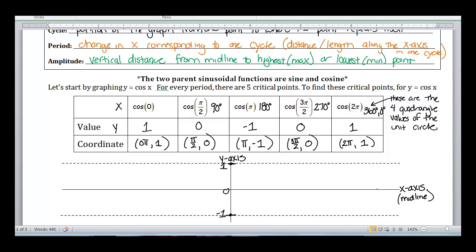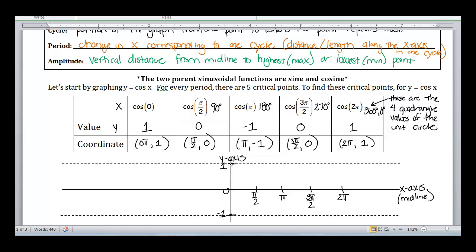Then I want to plot my 5 critical points. These are again the 4 quadrantal values for this period. So I have 1, 2, 3, 4 sections. At first we were at 0, so that would be right here. Then we went to pi over 2. Then we went to pi. Then we went to 3 pi over 2. And then 2 pi. If we now plot the ordered pairs that we have, we'll get our shape.